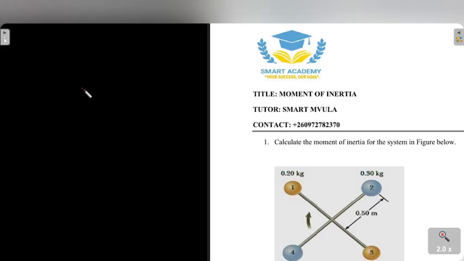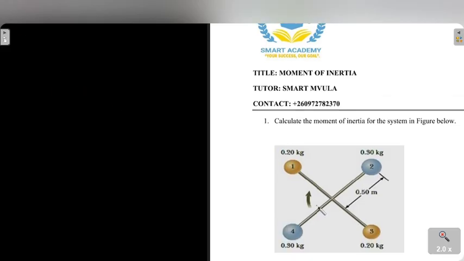When you look at our system that has been given, we have pin number 1, pin number 2, pin number 3, pin number 4. Each pin has been given a mass. Then we have the distance from the point of rotation up to where the second pin is. The distance is 0.5 meters. That distance will be considered to be the radius, and it will be the same from the point of rotation up to where pin 1 is. So the radius is the same throughout.